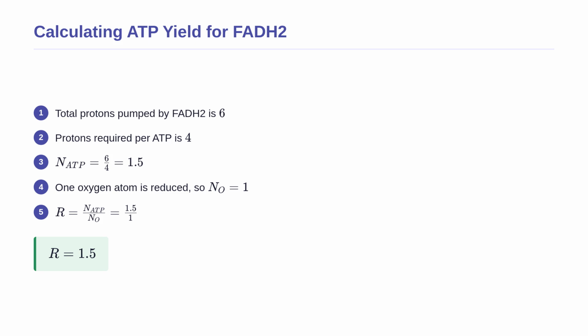Our strategy is identical to the previous example. We divide the 6 protons pumped by the 4 protons required per ATP, which gives us an N sub ATP of 1.5. Dividing this by one oxygen atom gives a final efficiency ratio of 1.5. This physically means that FADH2 is less efficient at driving ATP production than NADH, yielding only 1.5 molecules of ATP. The specific entry sites dictate the final energy output.